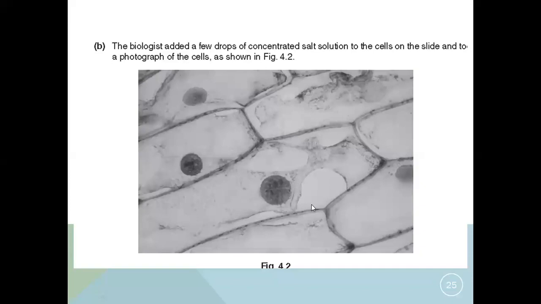The water will come outside, and plasmolysis will happen. The cell membrane will not push toward the cell wall, because the vacuole lost the water here. So if you can see here, all this plasmolysis happens, right?